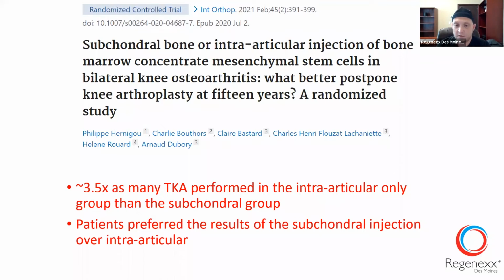And what they found was that pain relief and level of function were better in the group that received the injection inside the bone, or an intraosseous injection. And the group that only got the injection inside the joint had about 3.5 times as many knee replacements over the course of the study, which was 15 years. So very big study, lots of patients, and it showed that if we're treating just inside the joint, we're more likely to require knee replacement surgery.